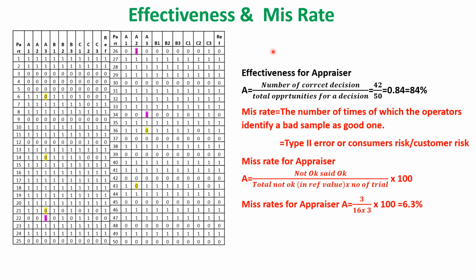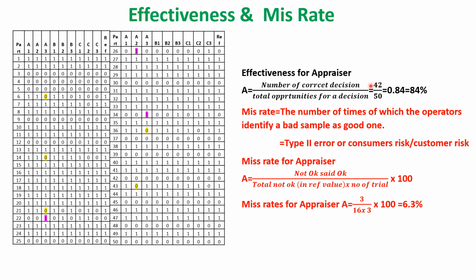There is one important term, that is effectiveness and miss rate. So let us see how to calculate effectiveness for appraiser A, operator A. The formula is the number of correct decisions divided by the total number of opportunities for a correct decision. So here the denominator will be 50. Why 50? Because there are 50 jobs. Now the number of correct decisions is 42.